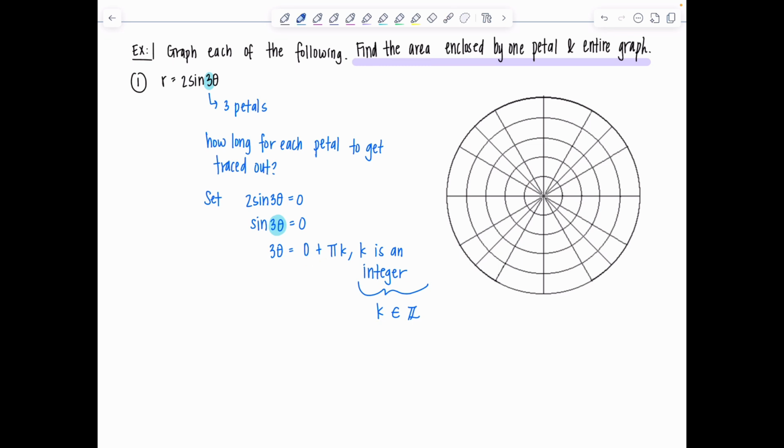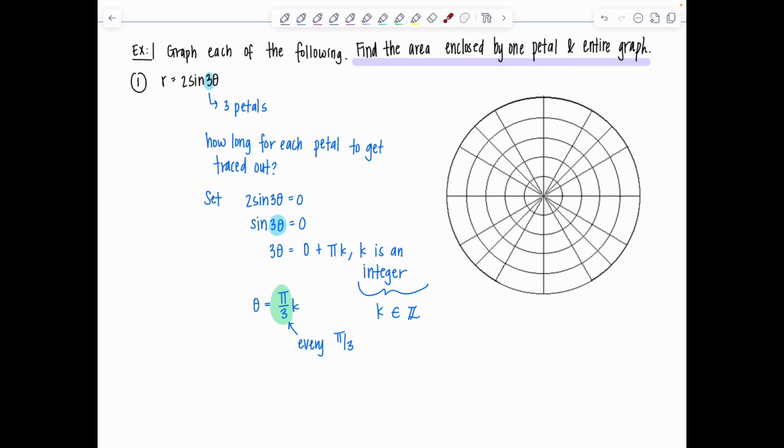But what about theta? I'm going to divide by 3. I don't need to keep this 0 here. That's pointless. So theta equals pi over 3 times k. So this tells me, boom, right here, every pi over 3, a petal gets traced out. And I have 3 petals. So if it takes pi over 3 for a petal to get traced out, times 3, after pi, the entire graph should be traced out.